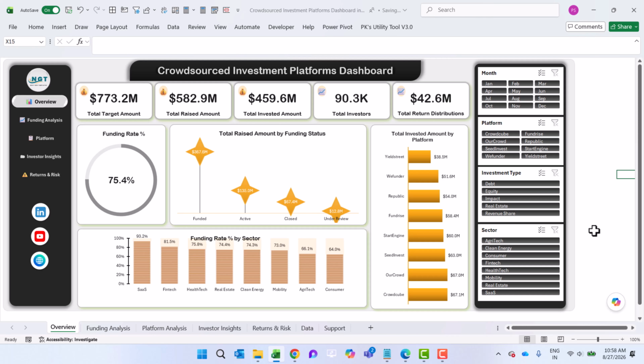This is the overview page, and it hands you the headline numbers the moment you open the file. Across the top, you have total target amount, total raised amount, total invested amount, total investors, and total return distributions. Below that, you can see the overall funding rate percent, then total raised amount by funding status, total invested amount by platform, and funding rate percent by sector. On the right, you have slicers for month, platform, investment type, and sector, so you can narrow the whole page down in a single click.